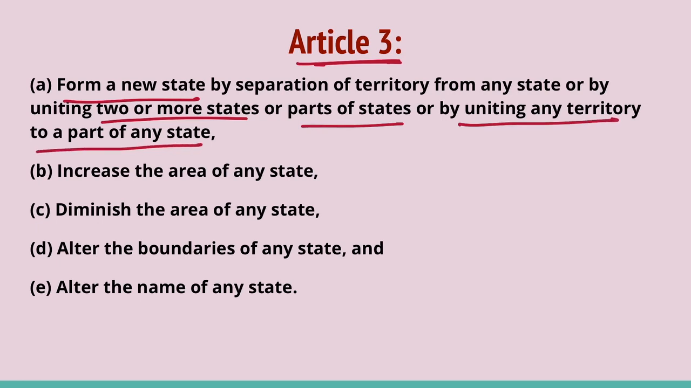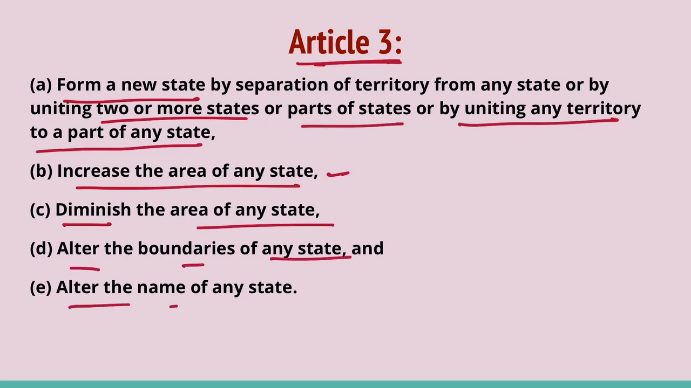any state. The Parliament can increase the area of any state and can also diminish the area of any state. The Parliament has the right to alter the boundaries of any state and it can also alter the name of any state, as mentioned in the article. And a Bill under Article 3 can be introduced only with the recommendation of the President.